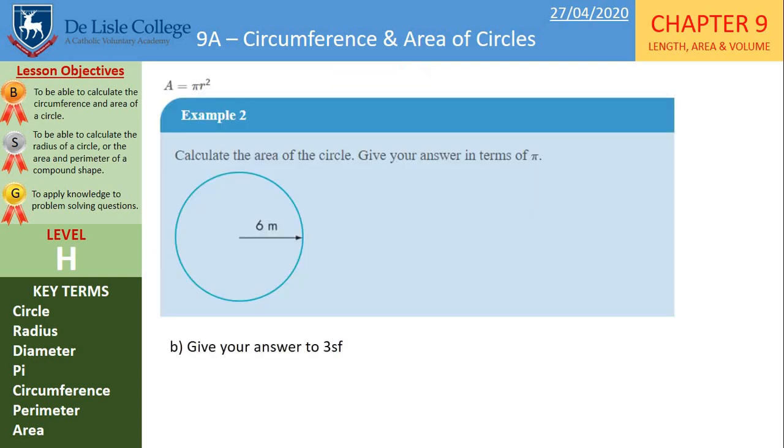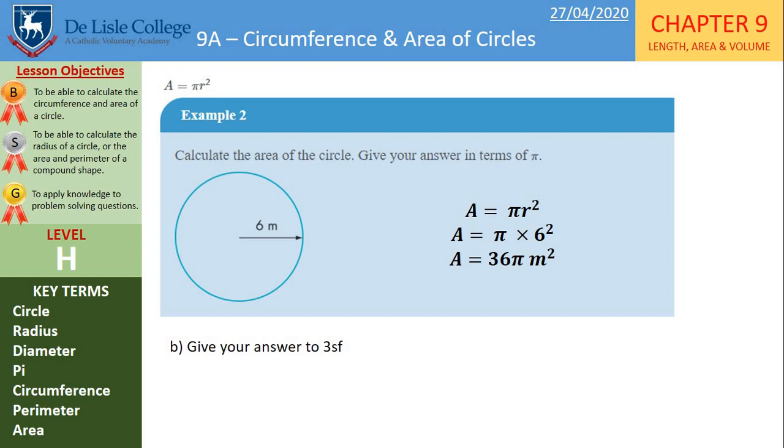Okay, so here's an example. We'll copy it down, including a sketch. It says, calculate the area of the circle. Give your answer in terms of pi. So this is the formula for the area, A equals pi r squared. So that means we're going to be doing pi times 6 squared. And since we know 6 squared is 36, our answer is going to be A, area, equals 36 pi, and we are in metres squared.